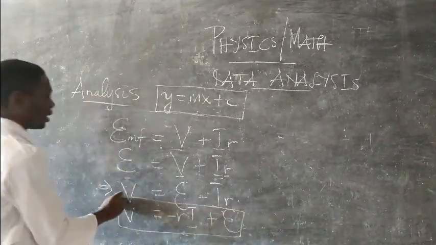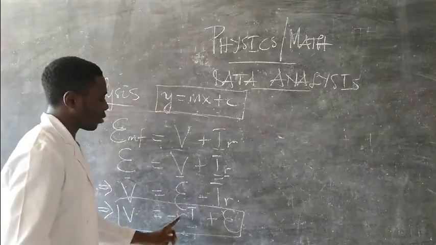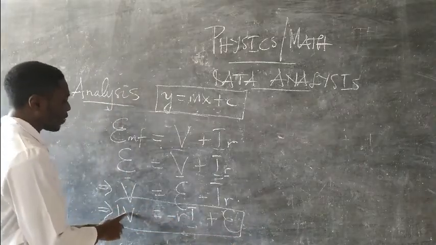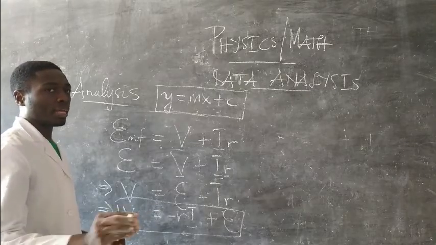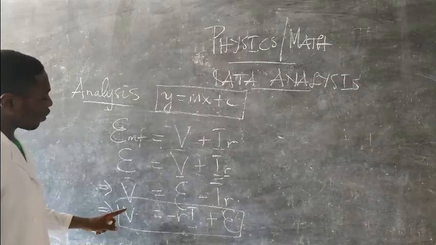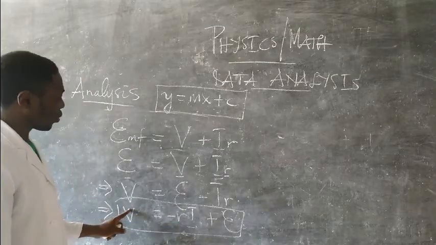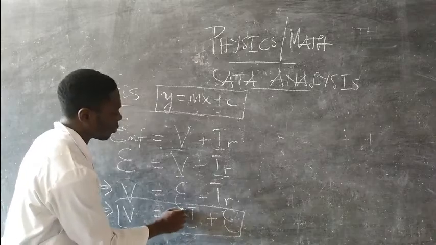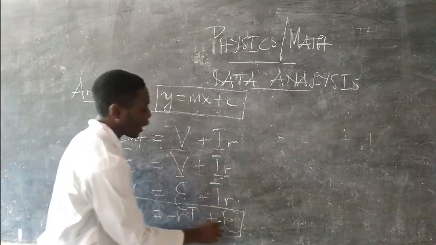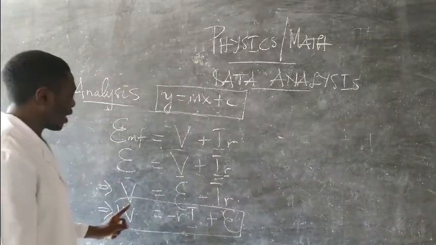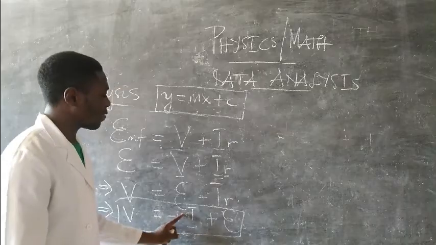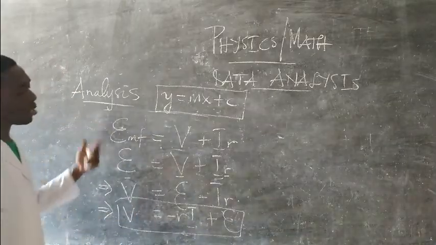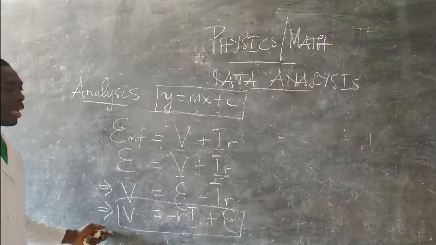From here, this is my y, this is my x. Negative r is going to be my m, and E here is going to be my y-intercept. So I will say a graph of V. Please, you go to that year, either 2017 or 2018, and check it out. A graph of V against I, a graph of voltage or PD against current, is a straight line graph with gradient negative r and y-intercept E. That is the statement of what you're going to be plotting, and that is all about the analysis for this equation.